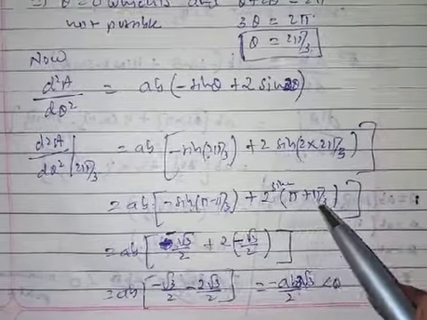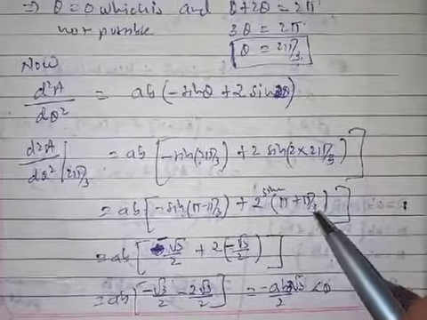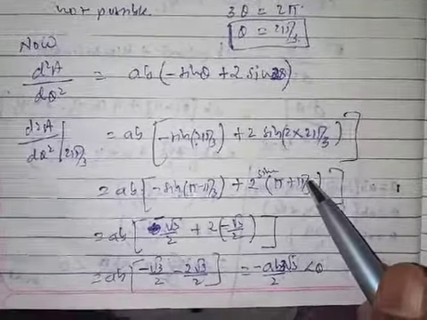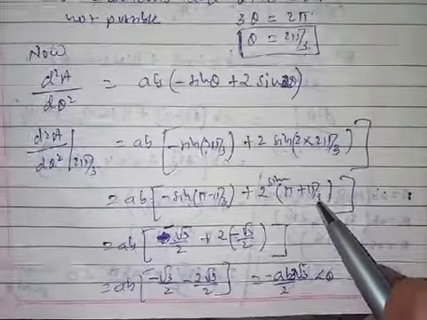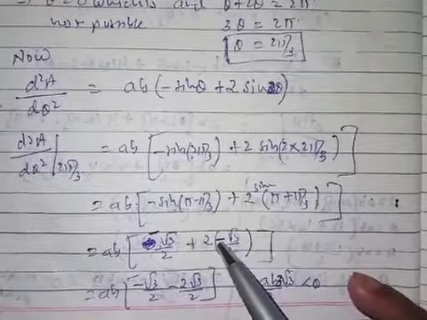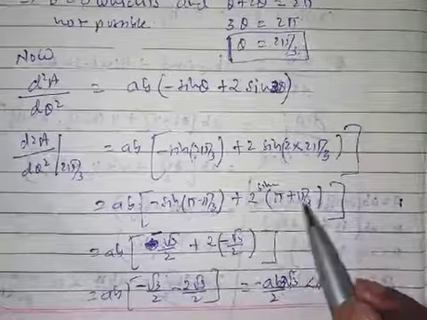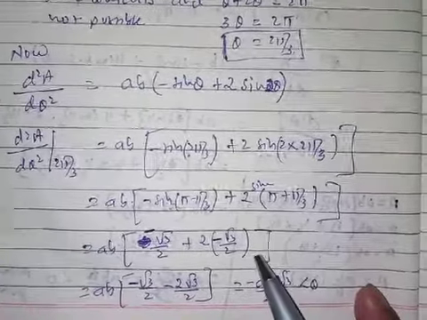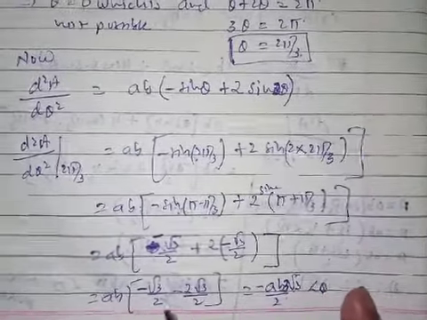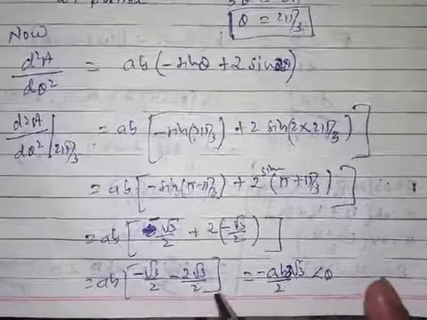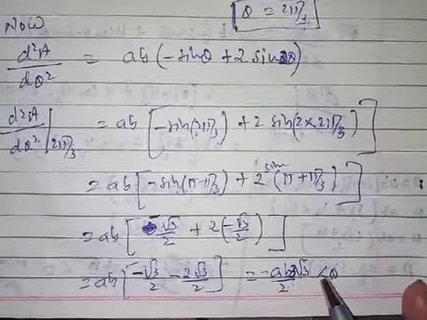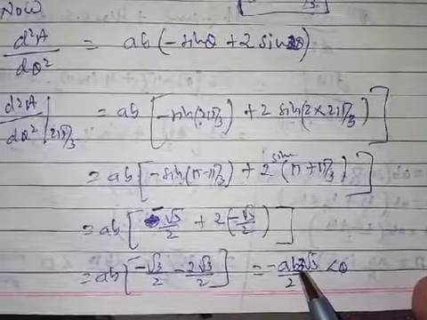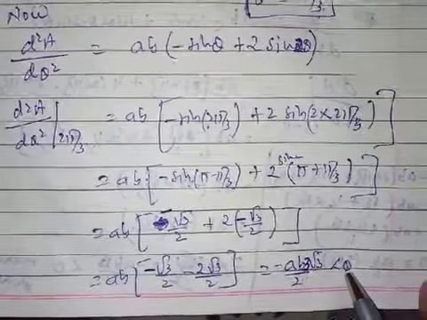Okay, 4 pi by 3 is pi plus pi by 3, which means it will be in the third quadrant. In the third quadrant the sign is negative. So what is the value for pi by 3? It is root 3 by 2. So minus root 3 by 2, since this is in the third quadrant. Got it? If you solve it, take the LCM and simplify, you will get minus AB 3 root 3 upon 2, which is less than 0.